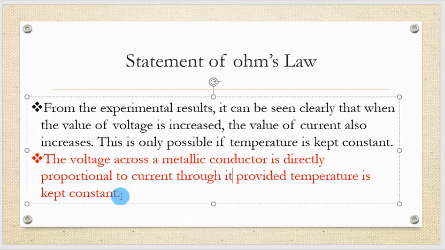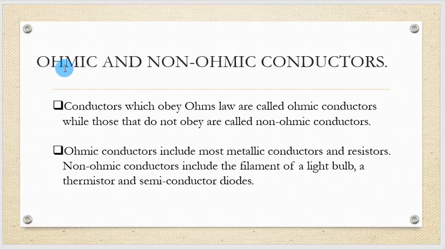So we move on now to look at different types of conductors. We want to find out, do all conductors obey this law? And what do we call those conductors that obey this law, and those conductors which do not obey this law? So we have two types of conductors in regards to Ohm's law. We have ohmic conductors and non-ohmic conductors. Conductors which obey Ohm's law are called ohmic conductors, while those that do not obey are called non-ohmic conductors. So we would like to know which conductors obey Ohm's law and which ones do not.